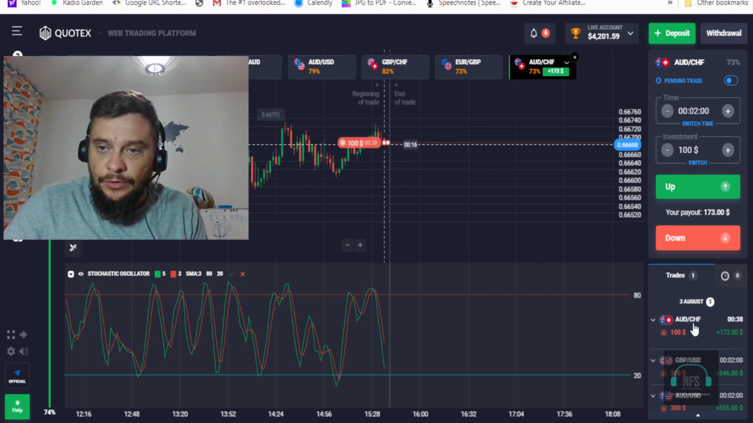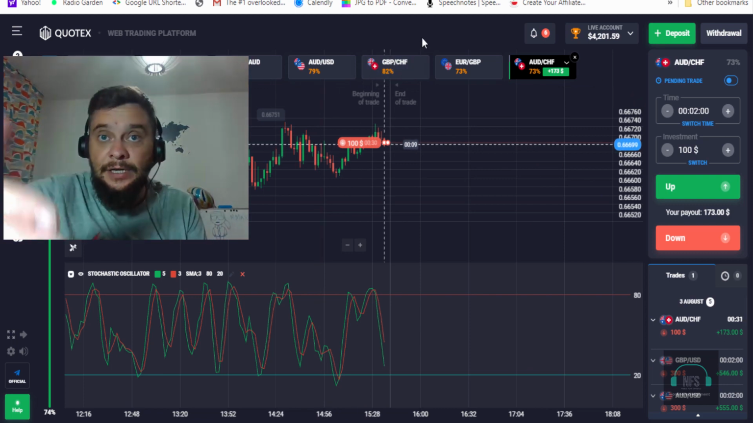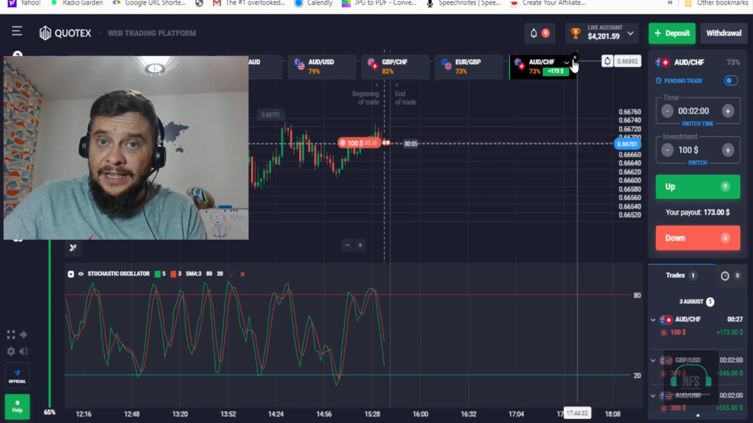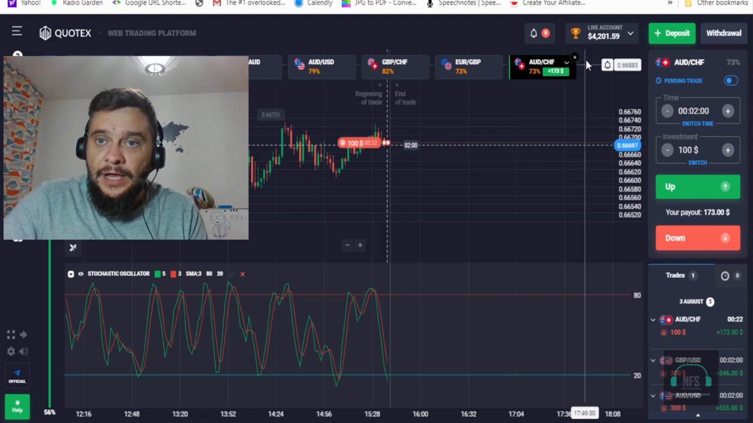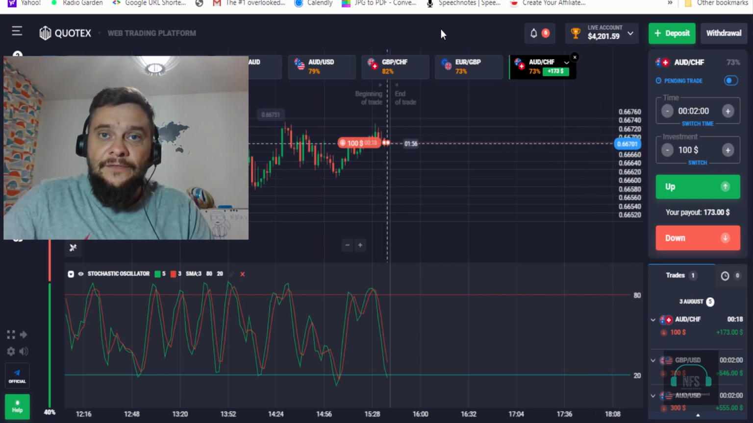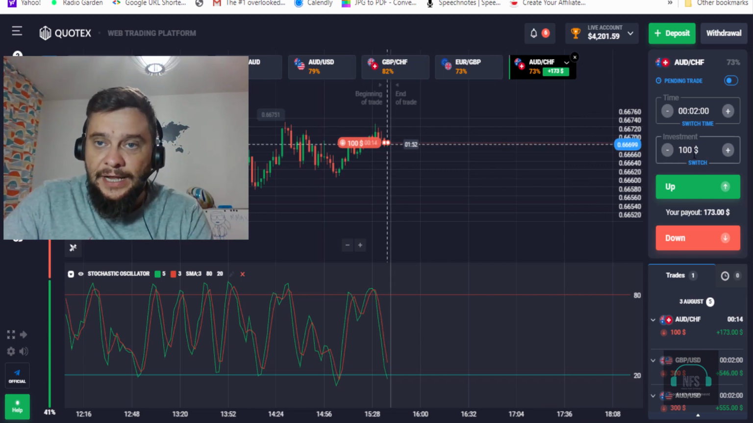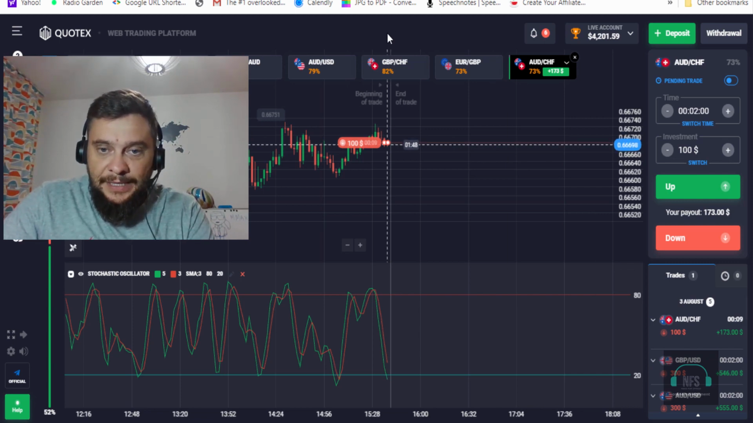As you can see here on Australian dollar, Swiss franc, we still have 36 seconds. Yesterday, I reached with this Cotex account $10,000 and I made a withdrawal of 6,000, so $4,000 remain. And as you can see now, already $300 profit. I've placed now a $100 trade, which I'm sure that it will be in the money.